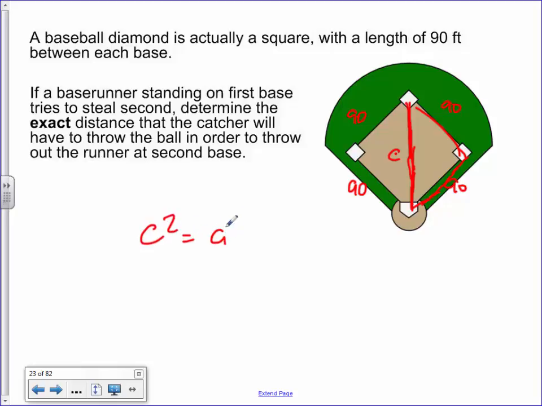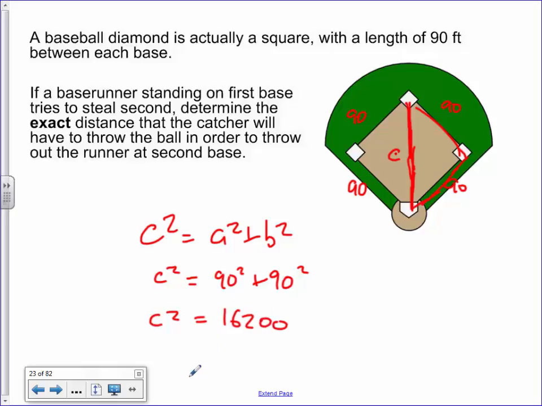C squared equals A squared plus B squared. 90 squared plus 90 squared is C squared. Does that make sense? Awesome. So we need a calculator. 90 squared plus 90 squared gives me 16,200. Yeah, the guy didn't throw the ball 16,000 feet. Okay, good. So then you have to square root both sides.